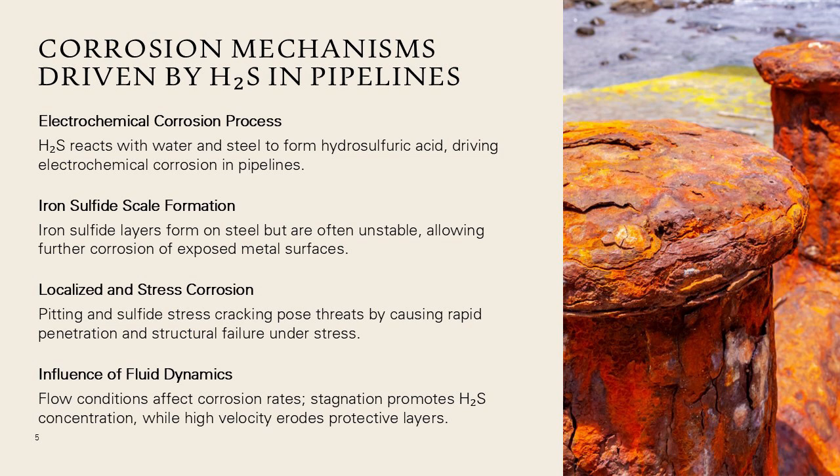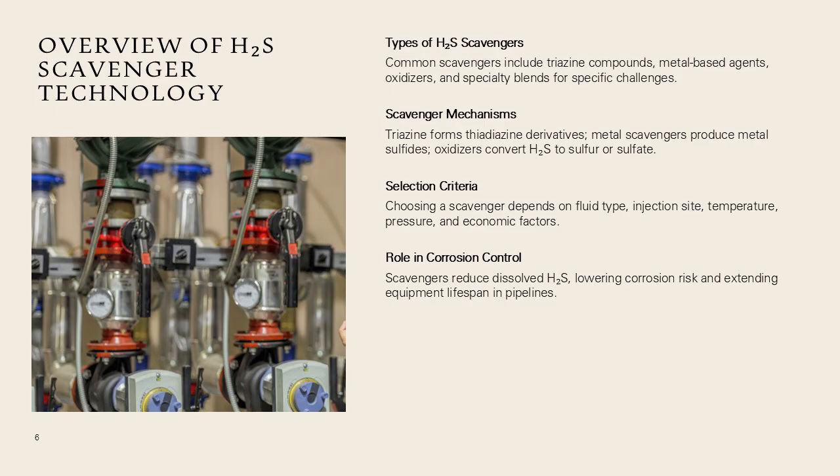Low flow or stagnant zones encourage water accumulation, microbial growth, and concentrated H₂S dissolution, whereas high-velocity regions may erode protective scales. Temperature and pressure variations further modify corrosion rates. These mechanisms underscore the need for effective mitigation methods, including chemical scavengers that reduce dissolved H₂S before it can participate in corrosive reactions. H₂S scavengers are chemical agents designed to react irreversibly with hydrogen sulfide, converting it into stable, non-corrosive byproducts. They play a critical role in managing H₂S within oil and gas pipelines, production facilities, and storage systems.